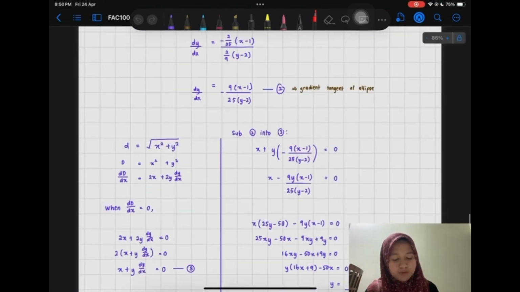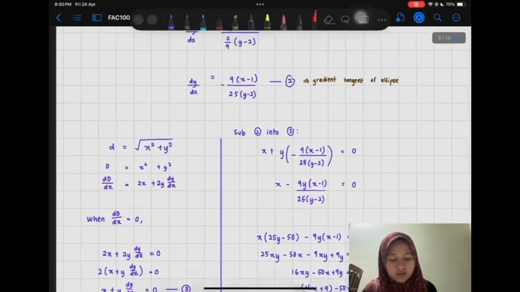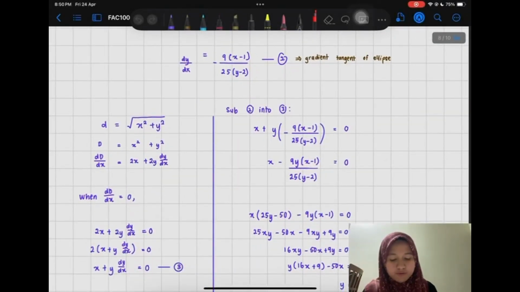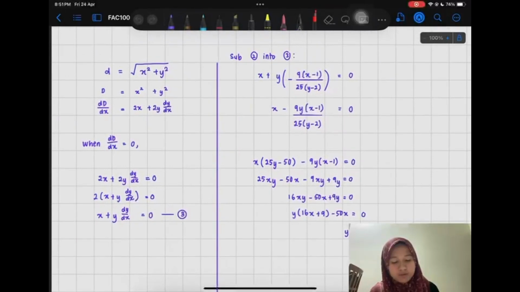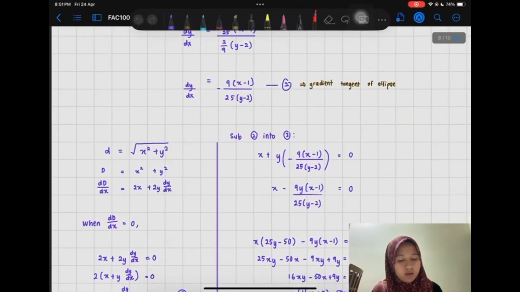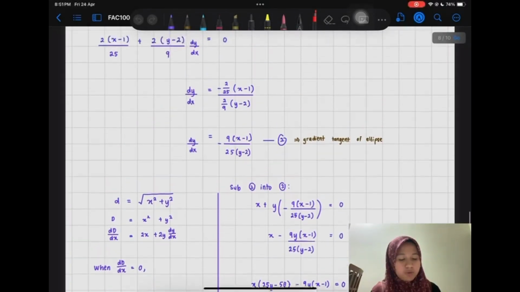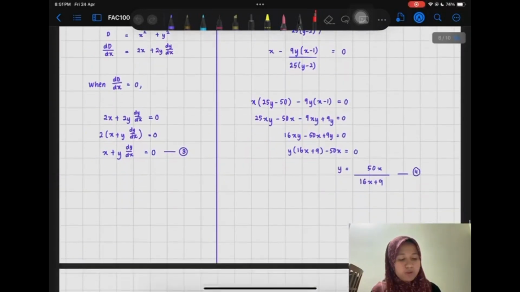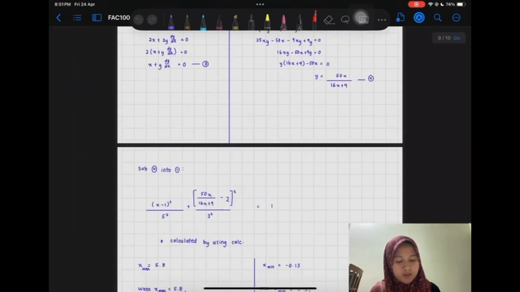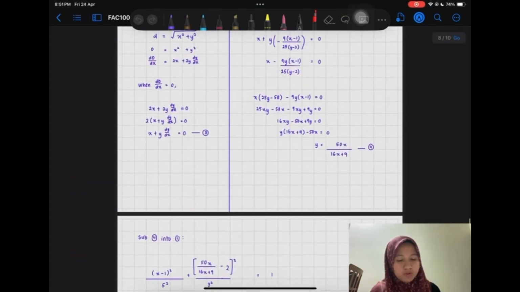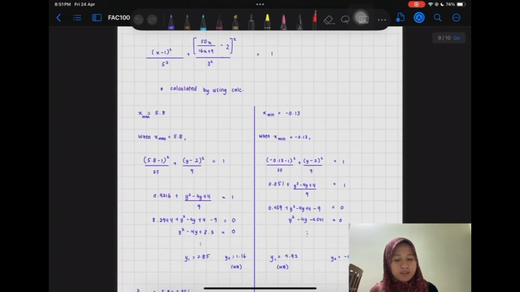Okay. Now when we differentiate the distance, we will get the derivative of d, 2x plus 2y dy/dx. Since we know that the derivative of d over dx is 0, we got our third equation. Okay, and then from the third equation, substitute the second equation into the third equation, and then we will get y to be 50x over 16x plus 9. Okay, this will be our fourth equation. So we substitute back our fourth equation into our first equation to get our x maximum and x minimum.